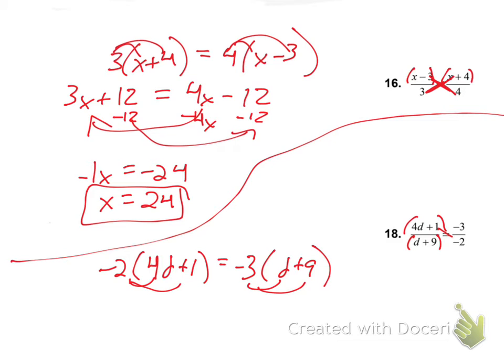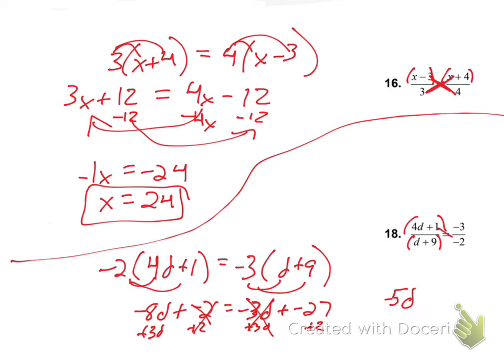So negative 2 times 4d is negative 8d. Then plus a negative 2, it's going to be equal to negative 3d, and then plus negative 27. So I can combine like terms, bring the plus 3d, that'll cancel this out. And then I want to plus 2, and then do plus 2, so that'll cancel this out. So I'll have negative 5d is equal to negative 25. Divide each side by negative 5, and d will give you 5.